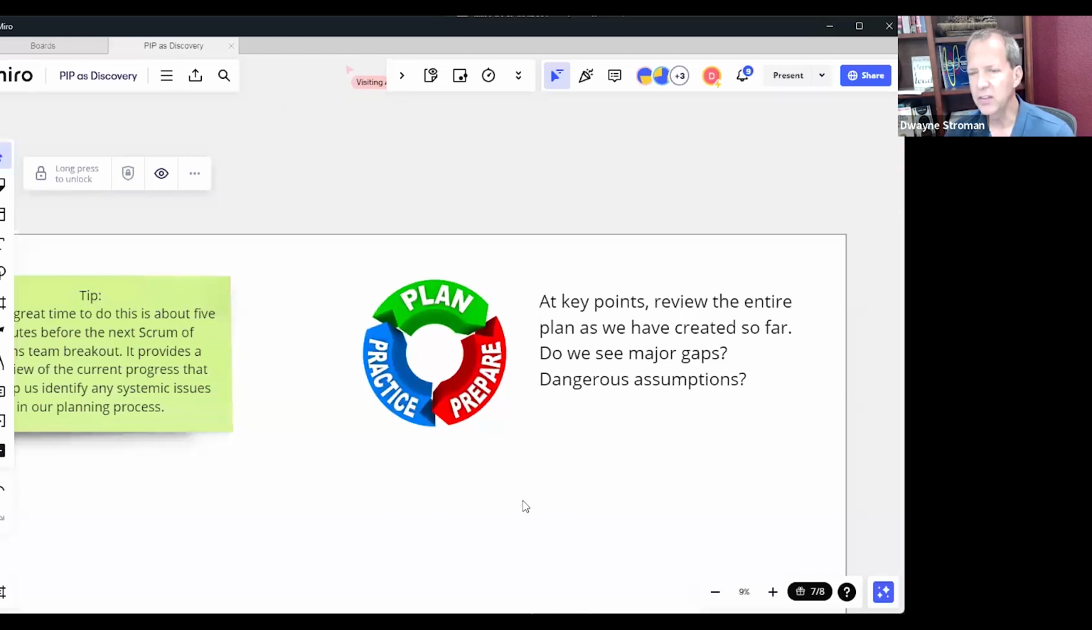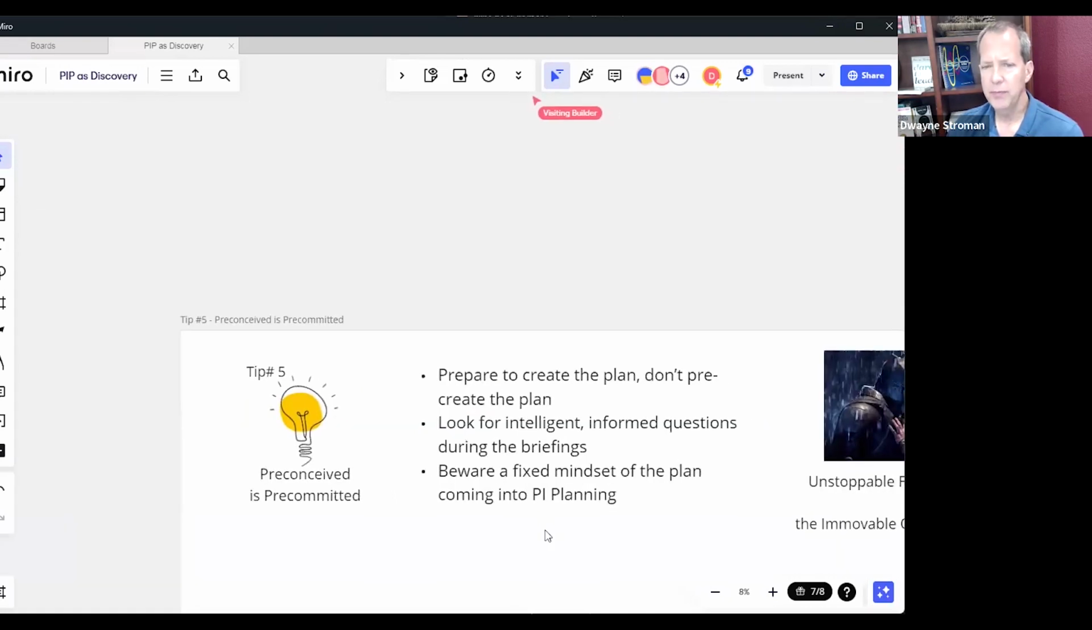As I said, it takes a while to learn this practice. Use the Coach Sync. Use your coach and your Scrum Masters to keep recommending that, to keep reminding people we want to raise the levels evenly. That's where we can find these assumptions, these gaps, and so forth, the dangerous parts of the plan. Next one, tip 5. Preconceived is pre-committed.